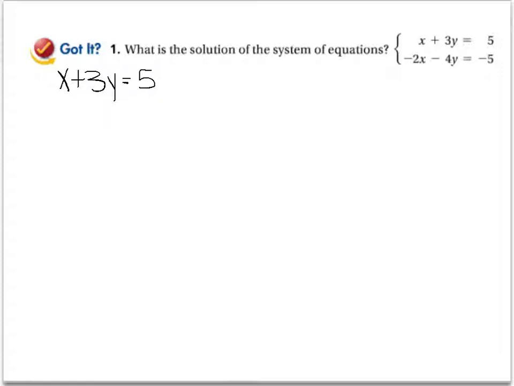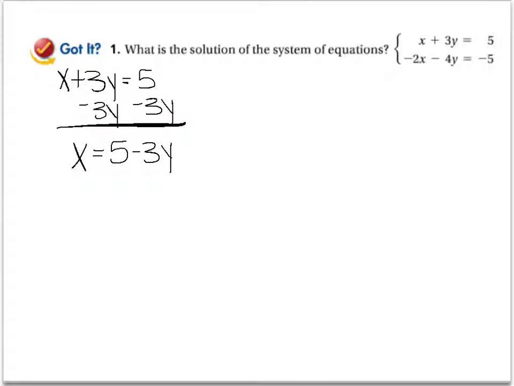I'm going to solve for x because it's already by itself without a coefficient. So x equals 5 minus 3y. Choose the easiest variable to solve for. Once you do that, you need to plug it into the other equation.